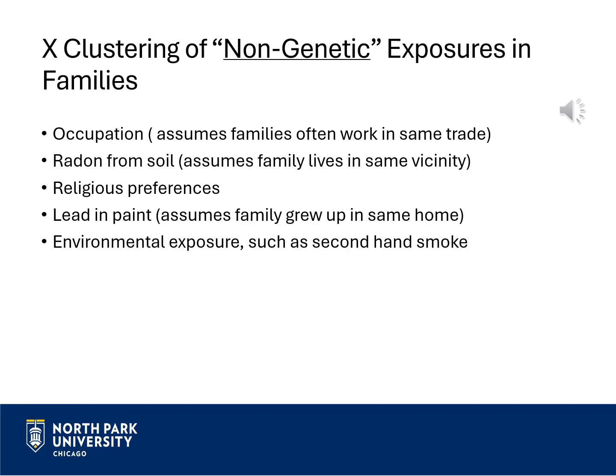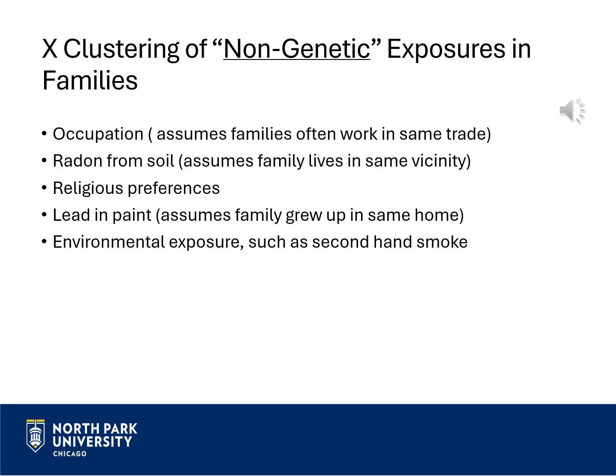So we've been considering what kind of clustering you might find in a group of families that is not genetic. That was the previous slide. So here's an example of some of those influences. If they work in the same trade, it could be that shared occupation. If they live in the same vicinity, an example would be radon that's in the soil. Religious preferences followed by lifestyle choices tend to run in families that stay within that same religious practice.